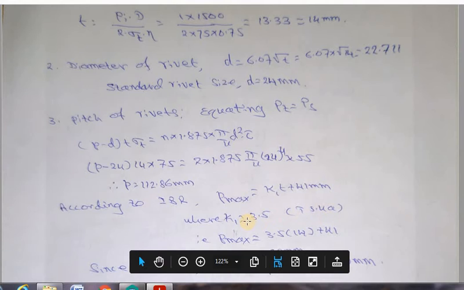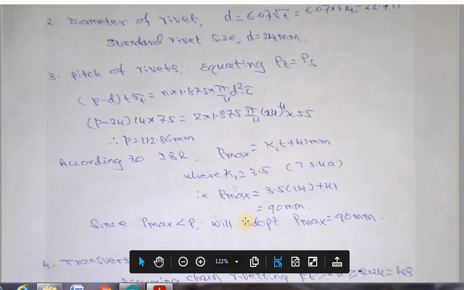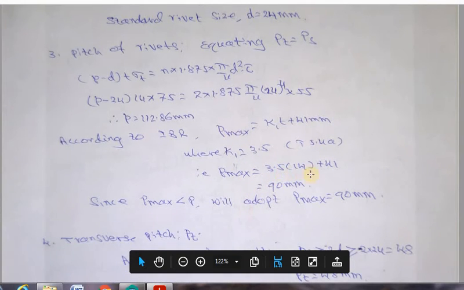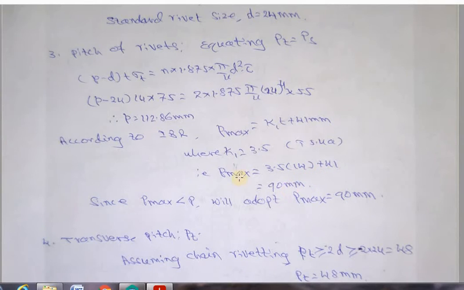So this value is available for a double riveted butt joint. Then I substitute that 3.5 into 14, the thickness of the plate, plus 41, and I will get 90 mm. Since IBR says this is the maximum pitch, as per the basic fundamental equation equating tearing resistance to shearing resistance, I get a pitch of 112.8. So right now I will ignore this pitch.